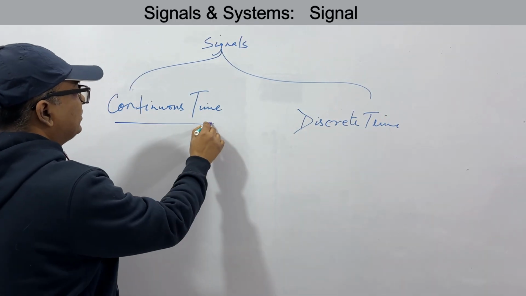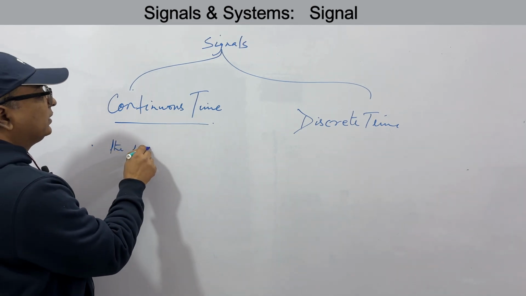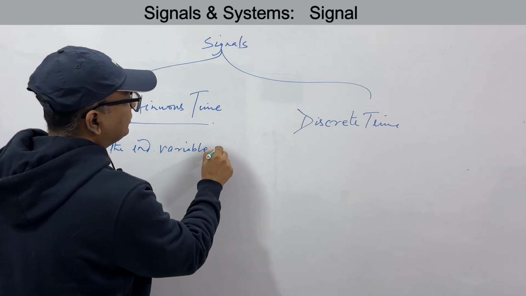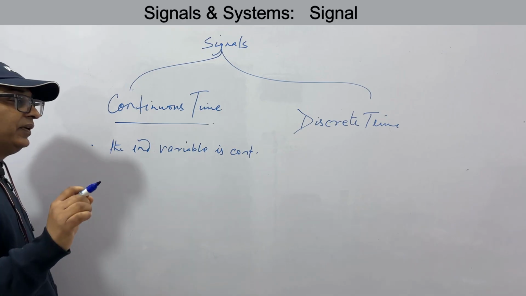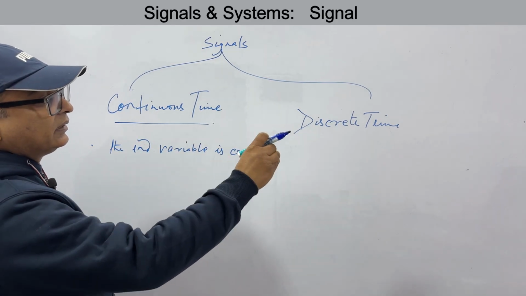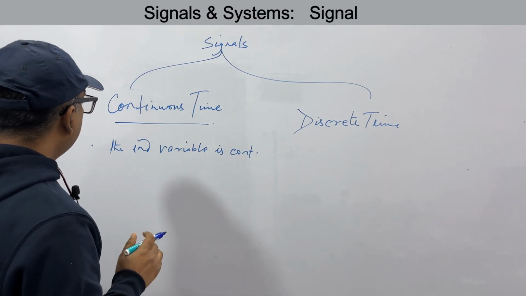What are continuous time signals? First, the independent variable is continuous. This is the first characteristic. If we are talking of time, time is continuous. It is not defined at some discrete points. It is continuous, from 0 up to whatever value you go.